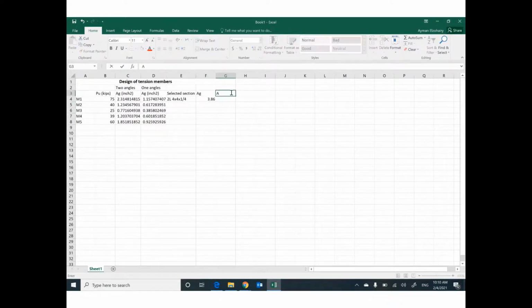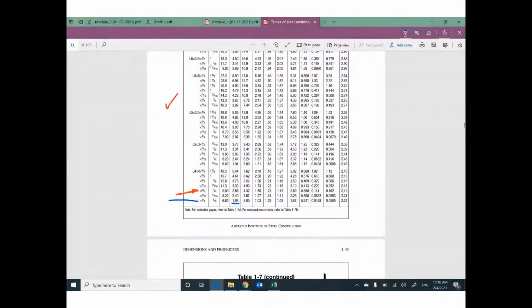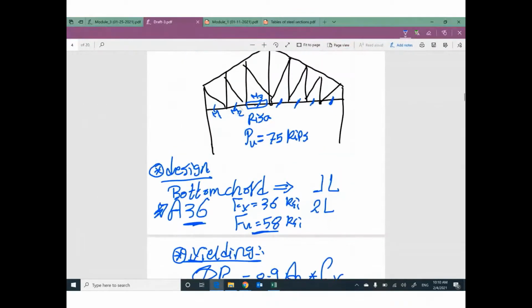What is the area net? What is the area effective? And what is the check for rupture? What is the value of area net? How can I get the area net? We don't have any information about the connection. That's right. Probably by the end of next week, we will have this information.